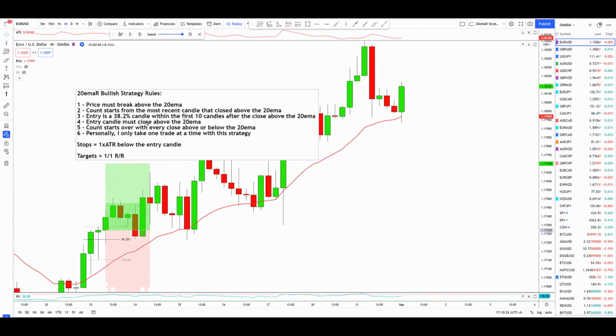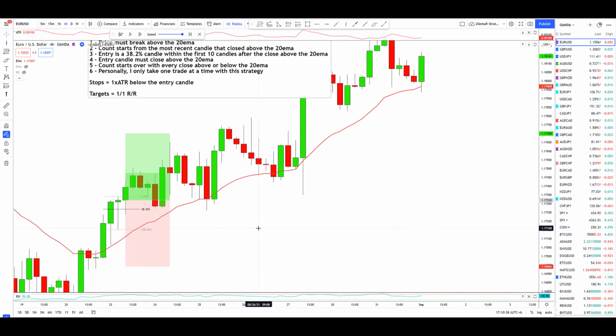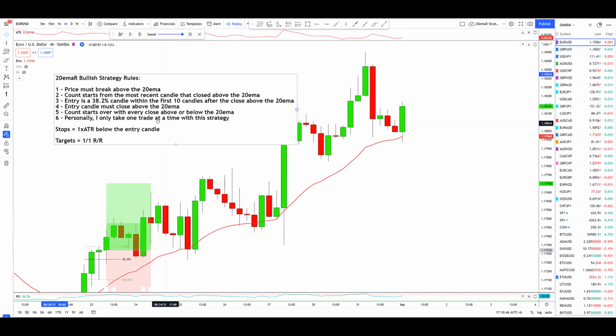And for our last rule, guys, I only take one trade at a time. So if I was to get another trade while in this trade, if another trade happened like right here, then I would not enter that trade. I don't enter into another trade until I'm either stopped out or hit targets on my initial trade. That's what number 6 means, that I only take one trade at a time.